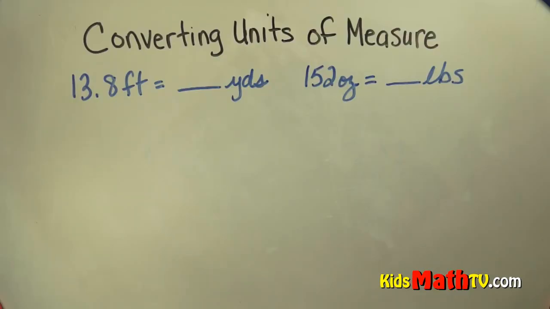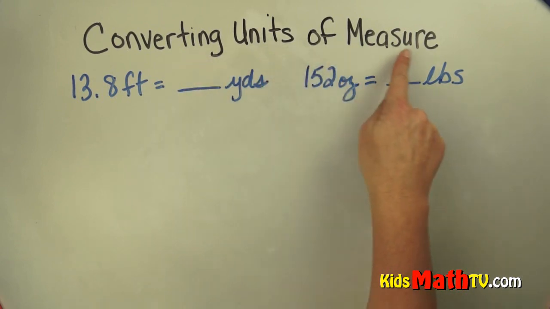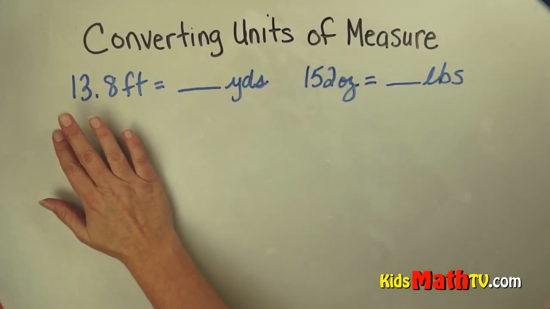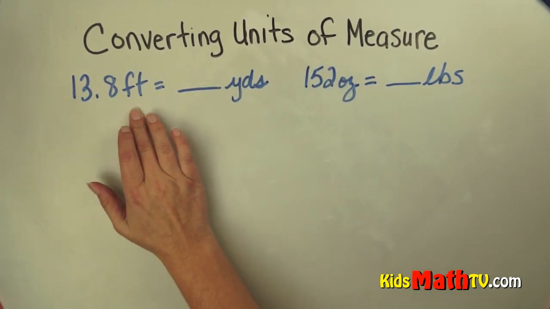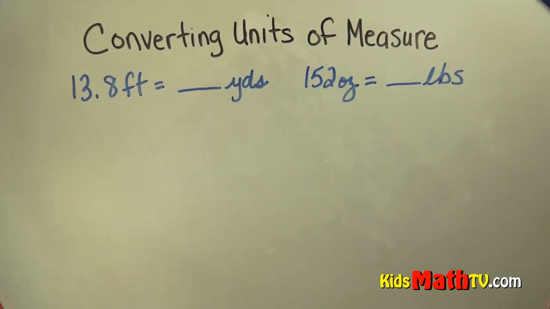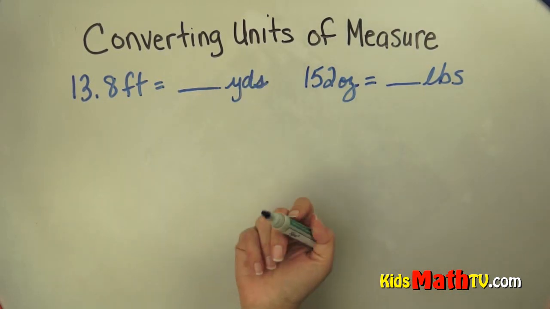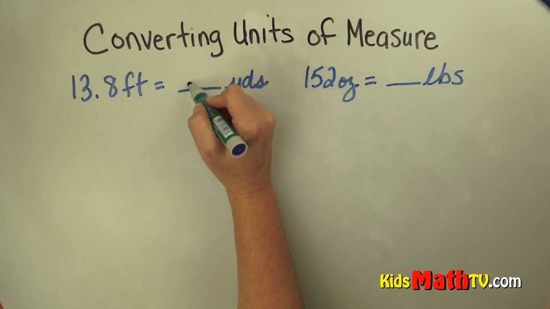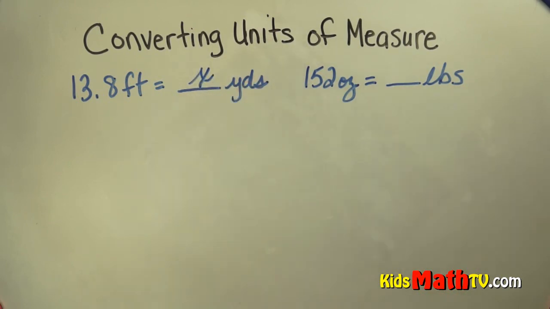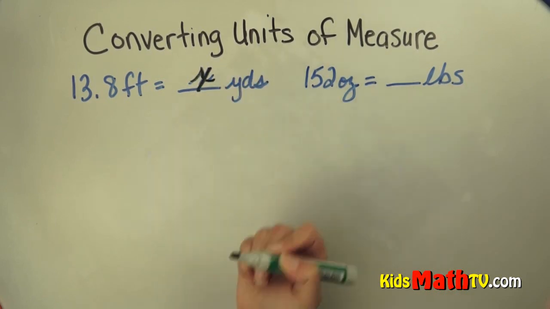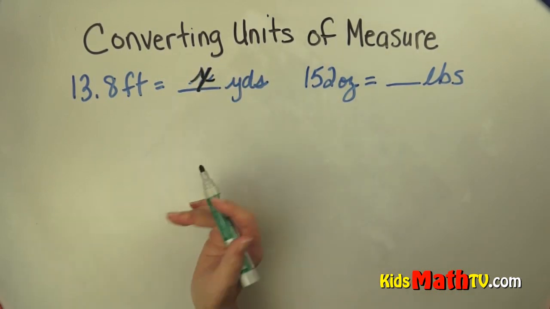In this lesson, you will be learning about converting units of measure. So here we have 13 and 8/10 feet, and we want to know how many yards that is. So we can call that our variable. Maybe we'll call that x. I'm going to set up a proportion.